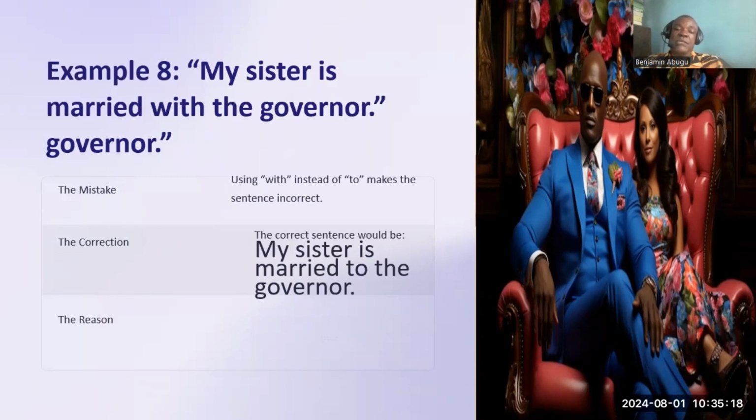Okay? So the reason is simply the wrong use of the preposition with instead of to, because this violates the rule of collocation. Collocation refers to a group of two or more words that are normally used together in a sentence. There are certain English words that keep company with other English words. And when you use these words with other words that don't usually go with them, it makes the sentence incorrect.